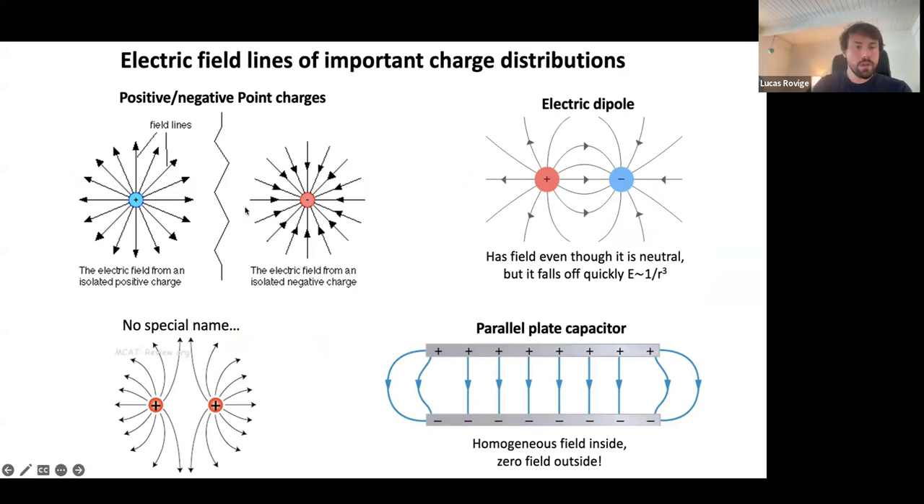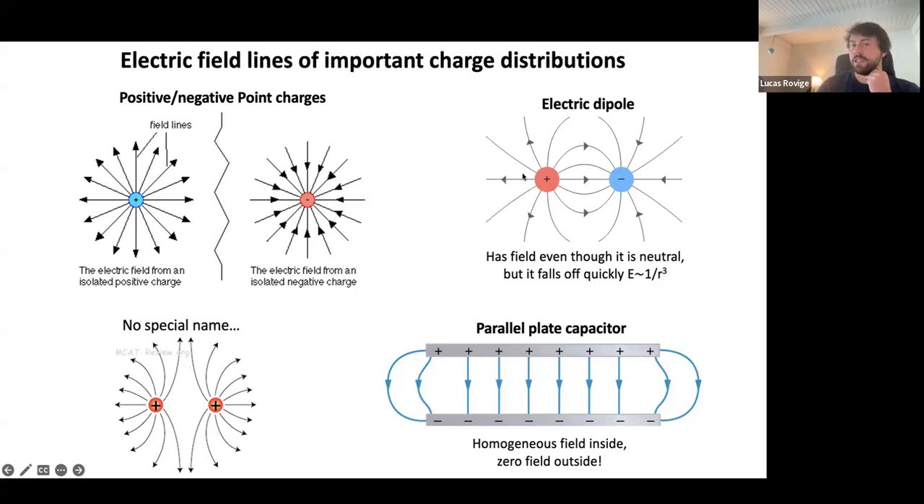Okay, so here are a few examples of charge distributions and their associated field lines. I've shown a single positive point charge. Then you have the field lines originating from this point charge and going away radially. And now if you're considering a negative isolated charge, you have the same radial distribution, but going toward the negative charge.